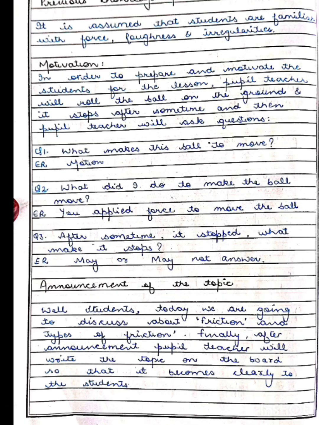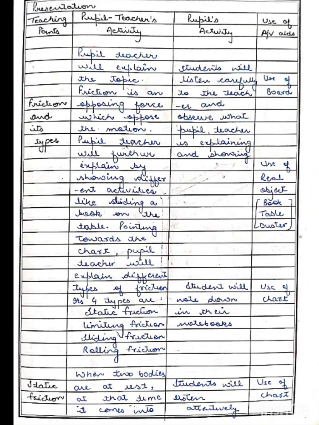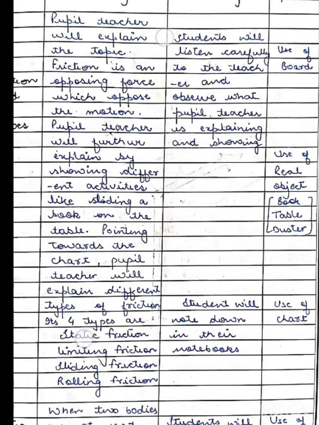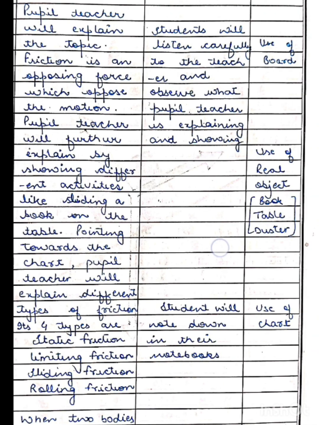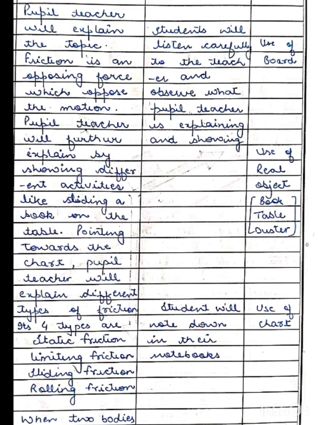Okay. So the next one is announcement of the topic. After telling the answer of the last question to the students, as you have not written this answer in this lesson, you have to tell the answer, and after that you have to announce the topic and write that topic on the board. And the next thing is the presentation part. I already told you that in the Herbartian approach there are only three points, that is pupil teacher activity, pupil activity and use of AV aids.